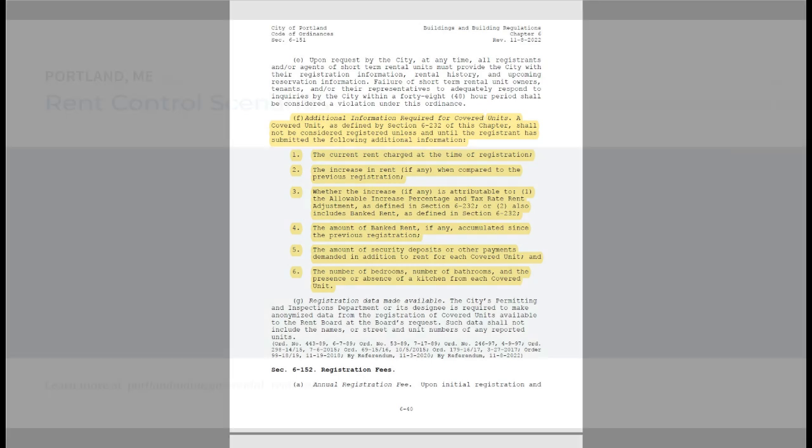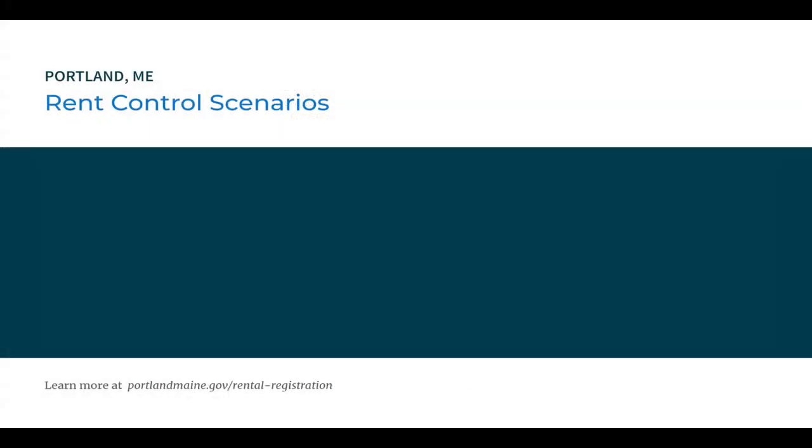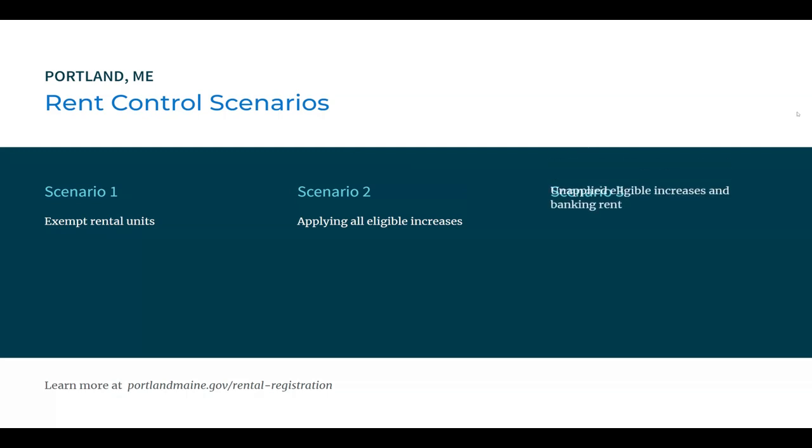We have 3 videos going over different scenarios you may find yourself in while filling out the additional information form. In this first video, we will cover Scenario 1, Exempt Rental Units. You can find other videos on Scenario 2, Applying All Eligible Increases, and Scenario 3, Unapplied Increases and Banking Rent on the rental registration page using the address below.